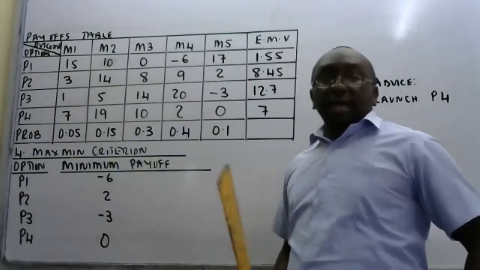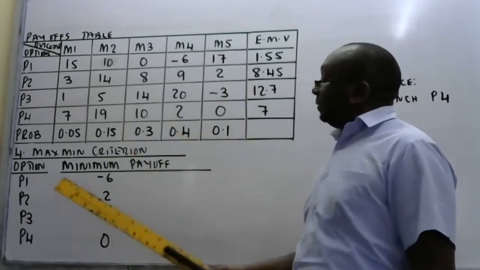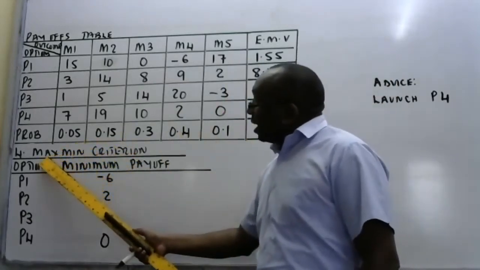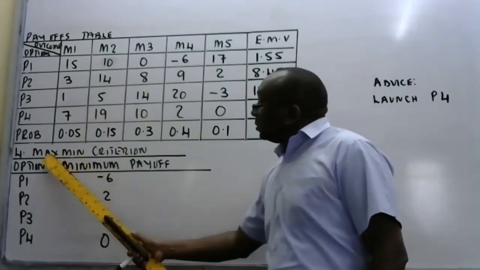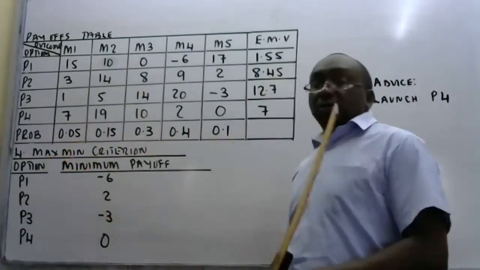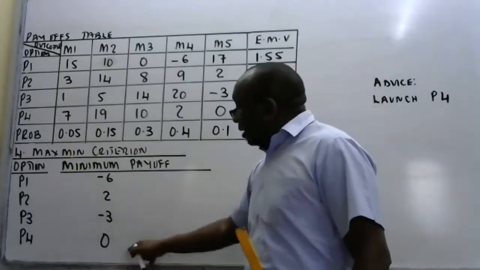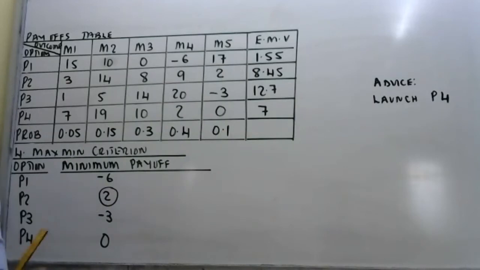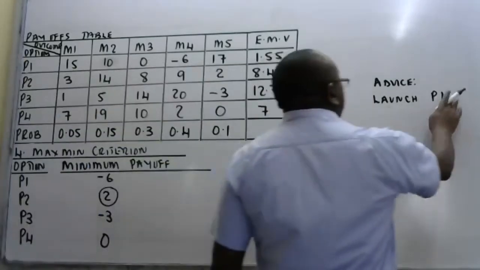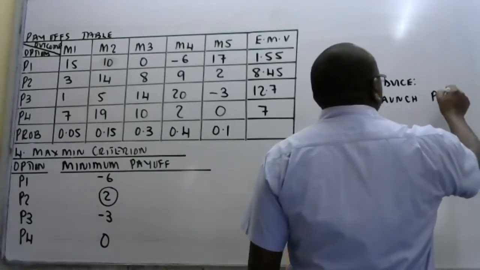Then this rule is interpreted like this. Select the maximum of the minimums. So the maximum of these minimums is 2. So when we are using this rule, we will advise them to produce product P2.